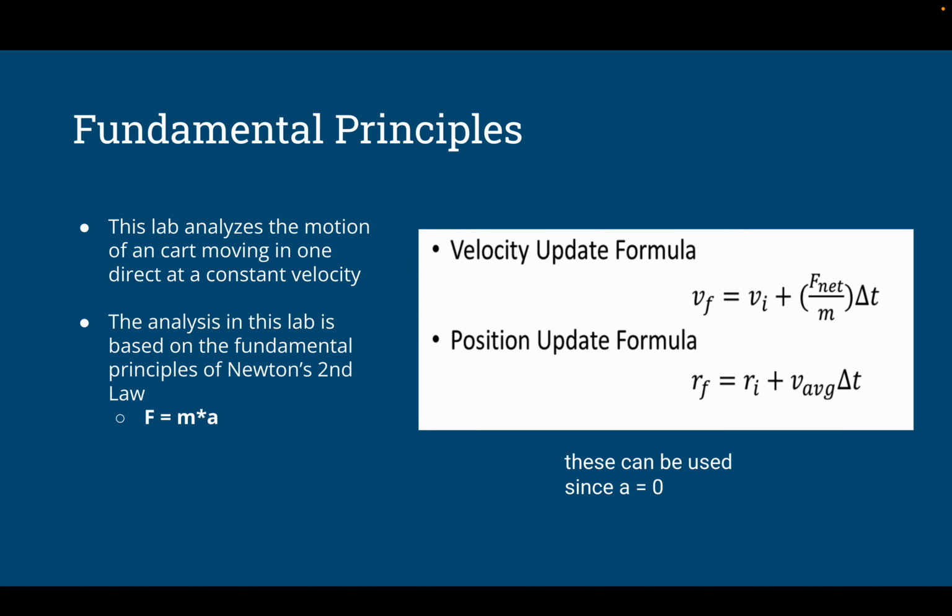Fundamental principles. This lab analyzes the motion of a cart moving in one direction at a constant velocity. When an object is in constant velocity, its acceleration is 0, which allows us to simplify a primary equation, being the velocity update and position update formula. So v_f equals v_i plus a t, and r_f equals r_i plus v t. Since acceleration is 0, we don't need the half a t squared version of our position formula.